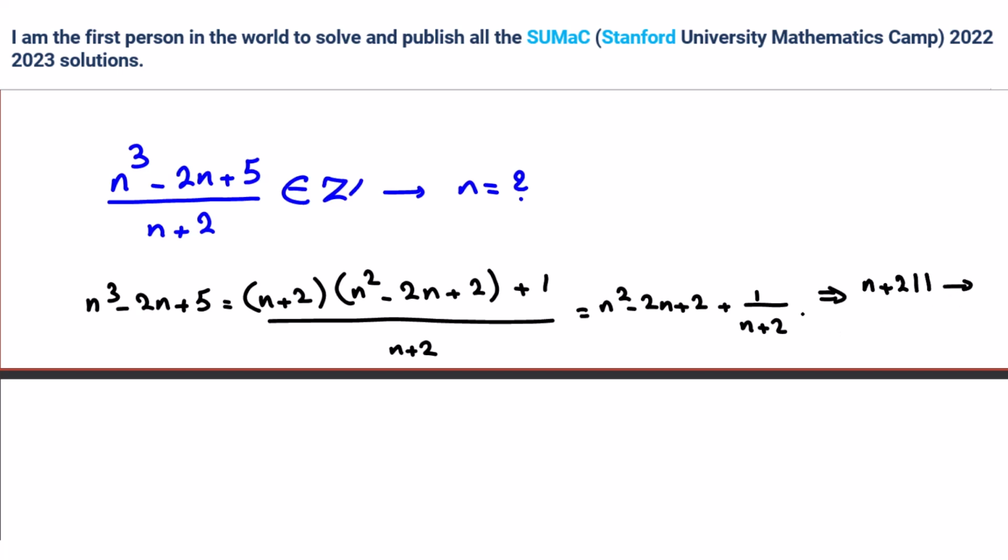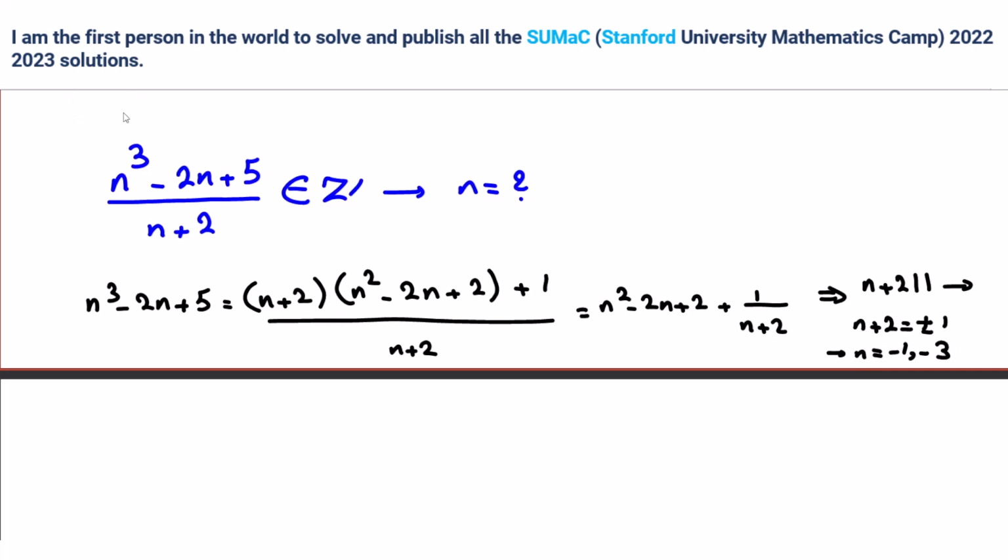n is minus 1. n plus 2 is plus or minus 3, so n is minus 1 or minus 3, right? Yes, good job.